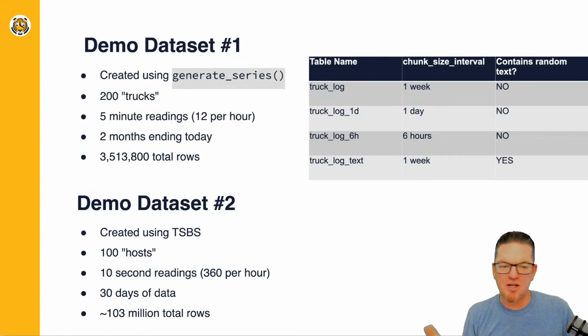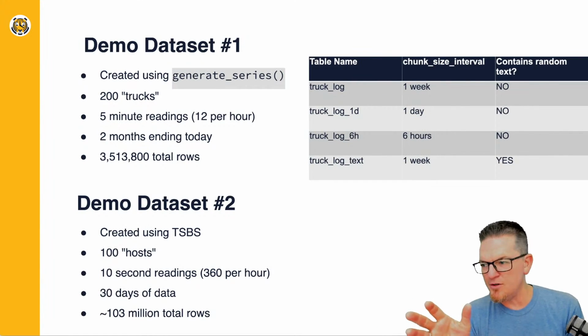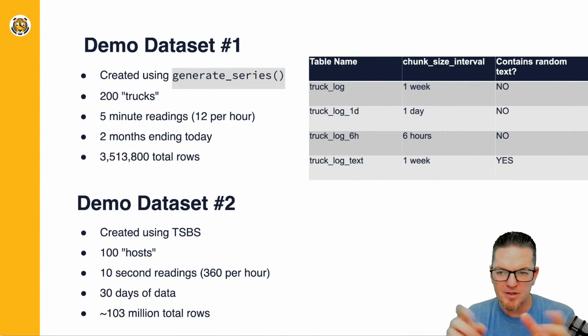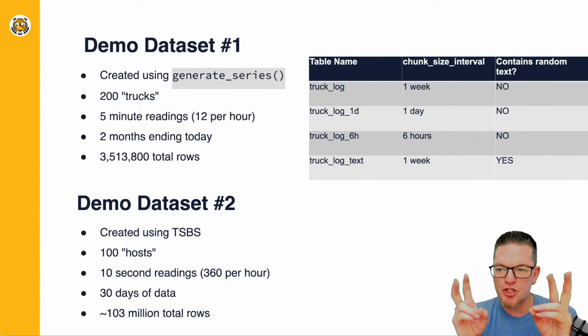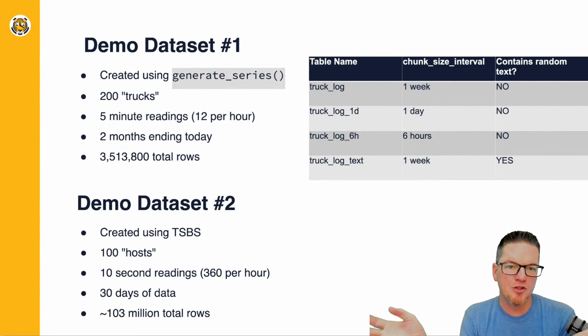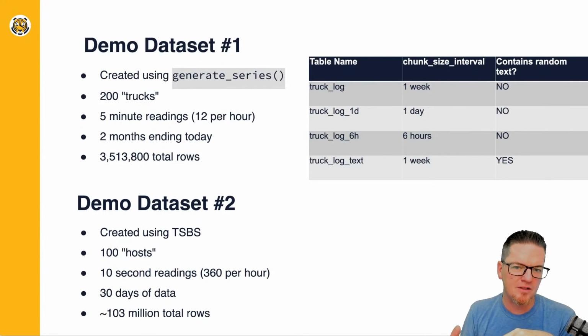So I'm going to try and do a couple demos here. Hopefully this will help bring some of this home. The first demo data set I've been working on just the last 24 hours, trying to give you something to play with to show you how compression is impacted by some settings. I have 200 fake trucks. The data here is very random, just created by generate_series. You're actually going to see how that can impact compression. Each truck reports readings every 5 minutes, so 12 times per hour. And I created 2 months worth of data starting from today. And so there's about 3.5 million rows in each of these tables. They are copies of one another, and you'll see why in a second.